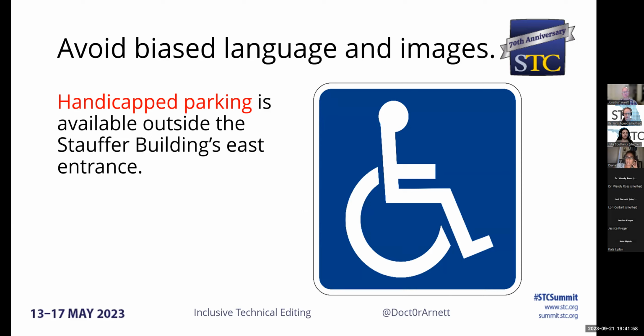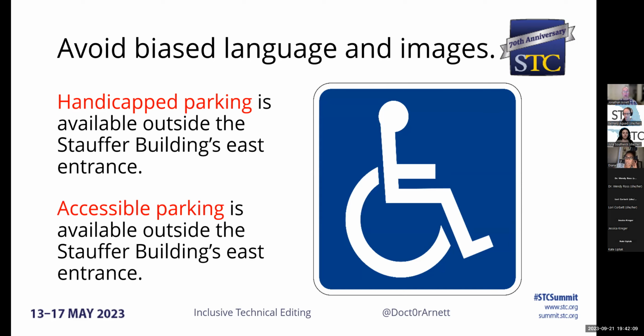Well, what is the essence of handicapped parking? Is the parking somehow handicapped? Well, no. What's going on with it? Oh, it's accessible parking that people can get to very easily. So instead of emphasizing some sort of problem, we emphasize the positive. This is parking that people can use easily. We still put up the placard, but this is accessible parking rather than handicapped parking.